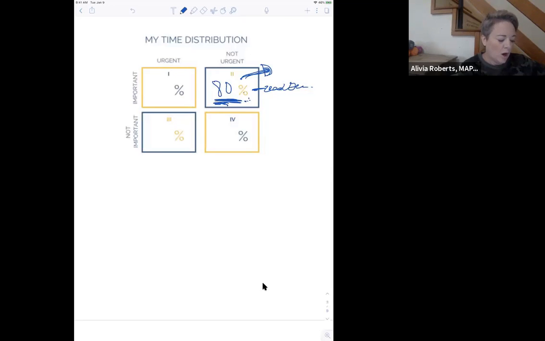And yet, where are you, right? Are we spending 80% of our time on the 20% activities? So here's what you do in quadrant 1, 3, and 4 activities to free up more of your time for quadrant 2 activities.